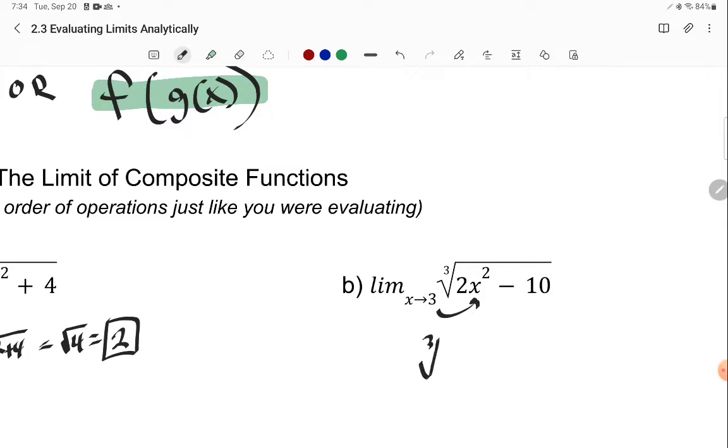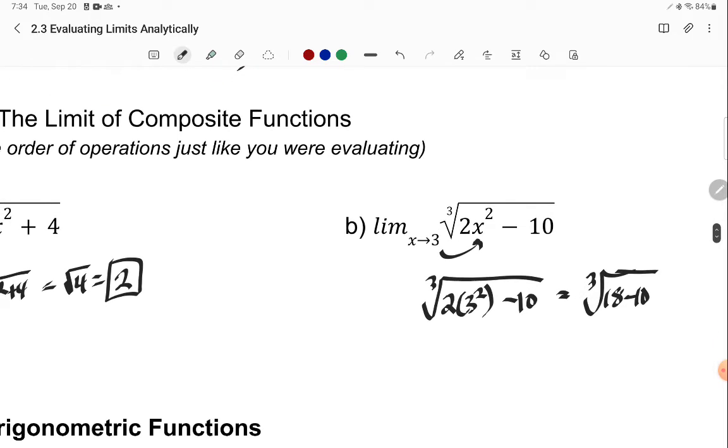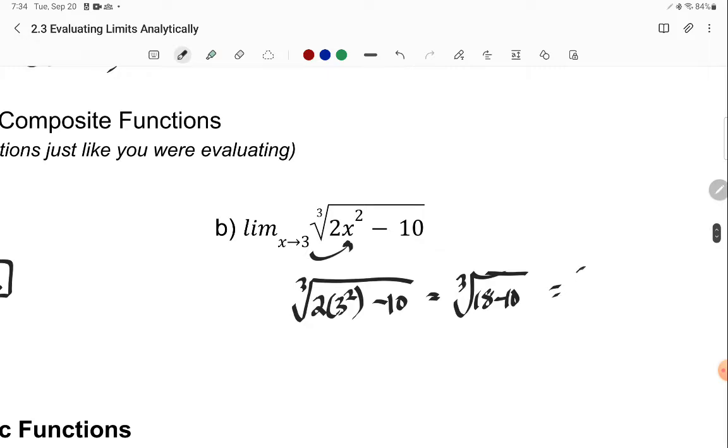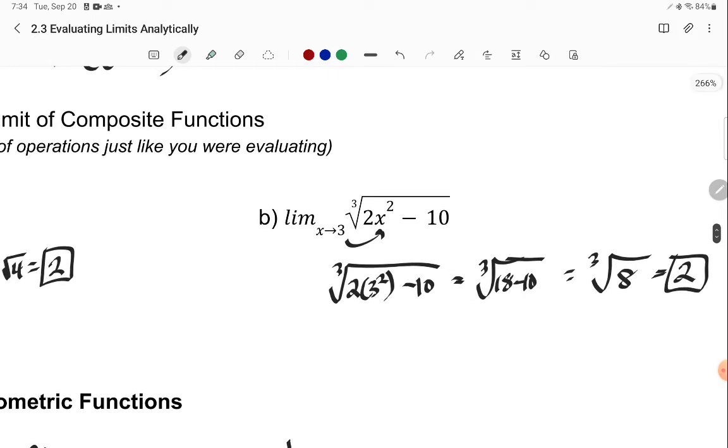And when you try this other one, you're just substituting that in. You'd have the cube root of 2 times 3 squared minus 10. 2 times 3 squared, that's 2 times 9, so that would be 18 minus 10. So the cube root of 18 minus 10, which is the cube root of 8, which is then 2. So in this case, they both simplify down to 2, or the limit as x approaches those x values is equal to 2.